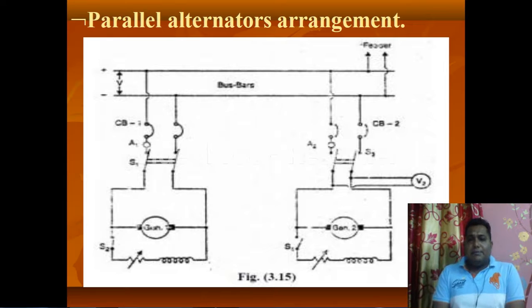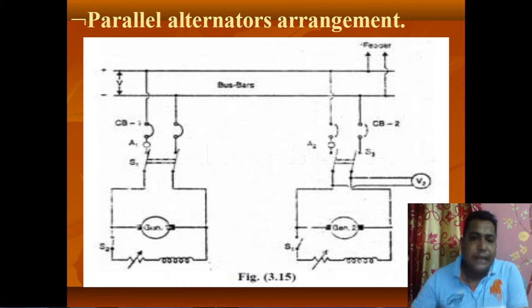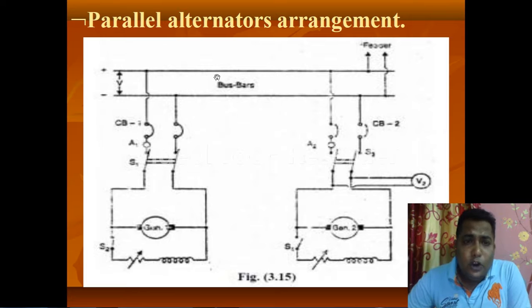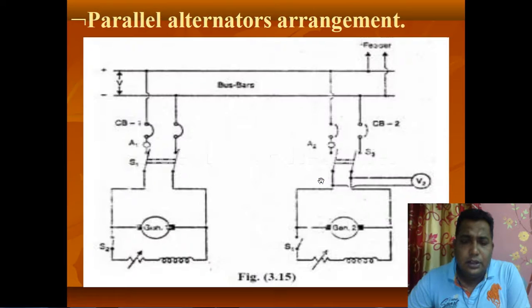Yes, this is a diagram of two alternators connected to the bus bars. Follow my pointer, I am going to explain this diagram. These are the two bus bars, and these are the two generators. This is one generator, this is the second generator. Both we have to connect to the bus bar. So how do we connect to the bus bar?